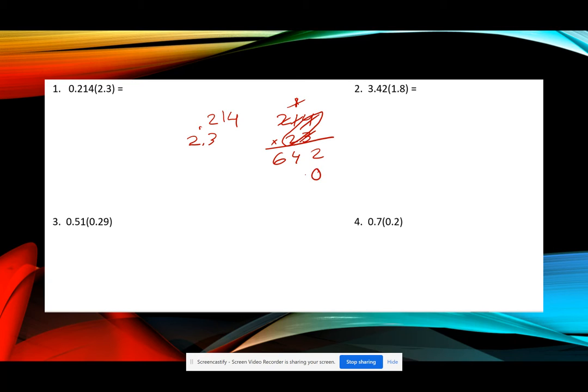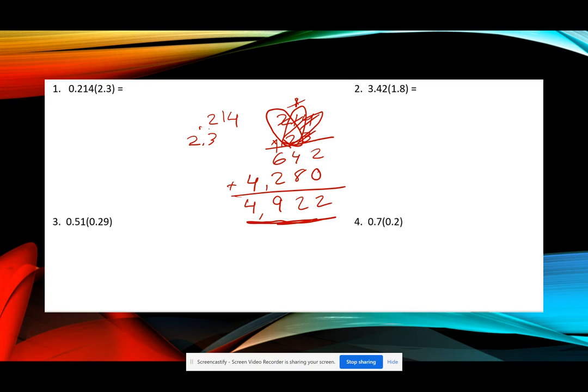And now I'm doing 2 times 4. That's going to give me 8. 2 times 1, that's going to give me 2. And then 2 times 2, that's going to give me 4. And so now I'm just going to add my two products here. I have 2, and I have 12, carry my 1. 1 plus 6 is 7, plus 2 is 9. And then I have 4 here. So I have 4,922. But obviously 0.214 multiplied by 2.3 isn't going to equal 4,922.